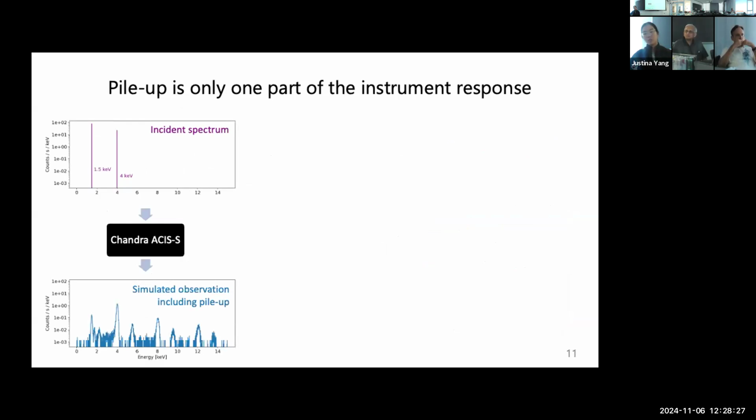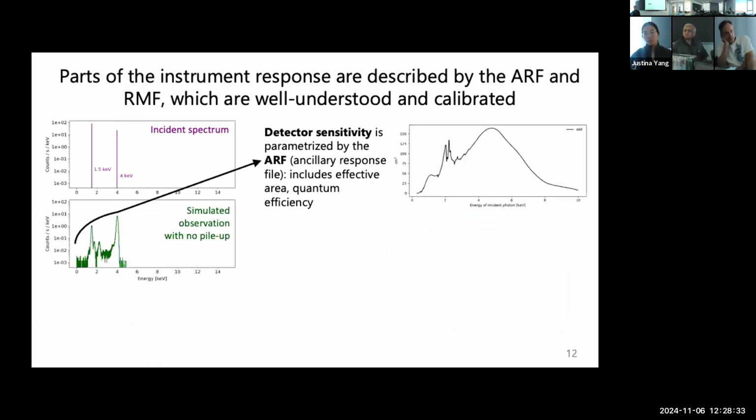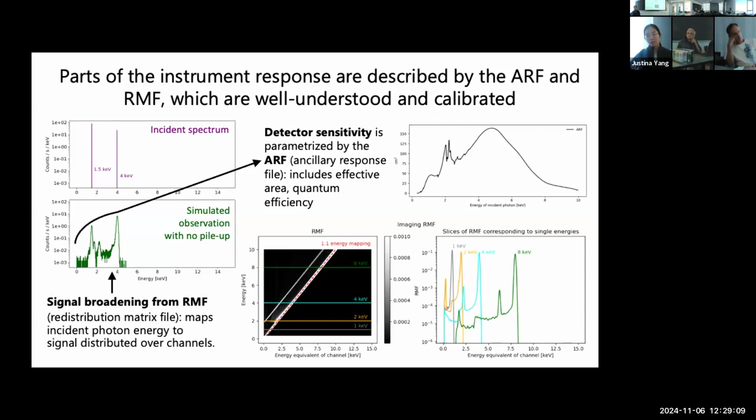Okay, so to move on a little bit and still give background, pileup is only one part of the instrument response. Part of the response is described by the ARF, and part is described by the RMF, both of which are fairly well understood in the sense that they're calibrated, and when they change over time, the calibration teams update what the ARF and RMF are inferred to be. The ARF sets the overall shape of the spectrum, parameterizing the effective area of the telescope and other similar properties, whereas the RMF broadens the signal.